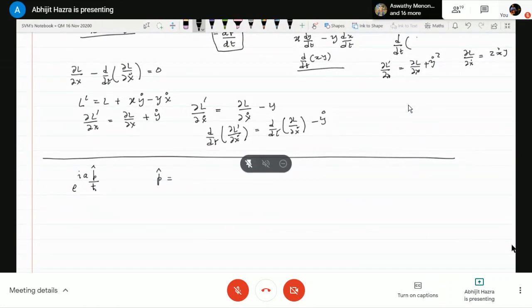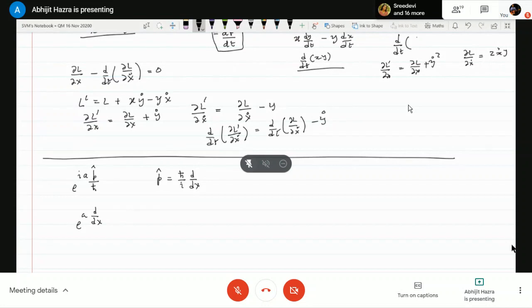Sir, just one second, sir. It will be option C. Yeah, right. So p is given by h bar by i d by dx. Correct? So you have e to the power a d by dx. This is the operator.